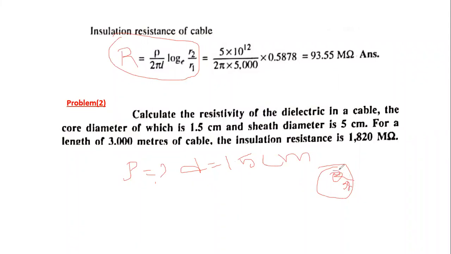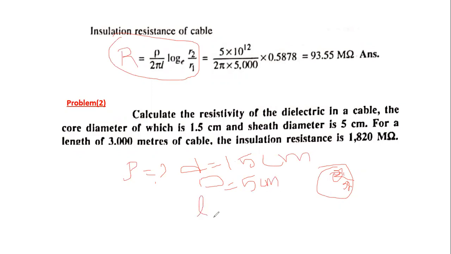And this is the R1. By using this small d, we find out the R1 value. This is capital D, which we consider as the sheath diameter, and by using the capital D we find out the R2 value.